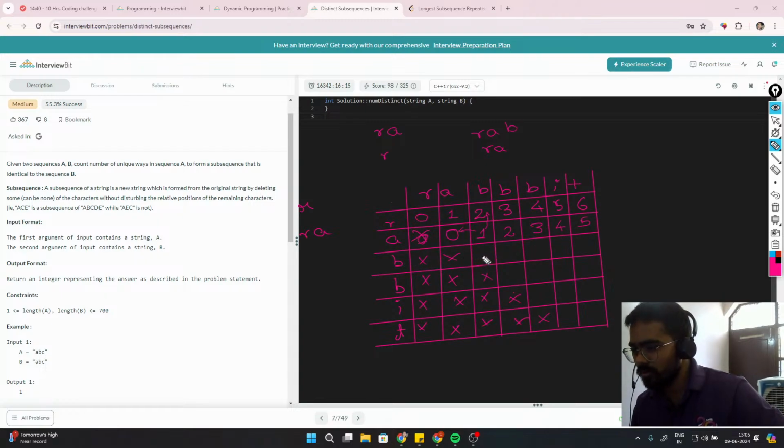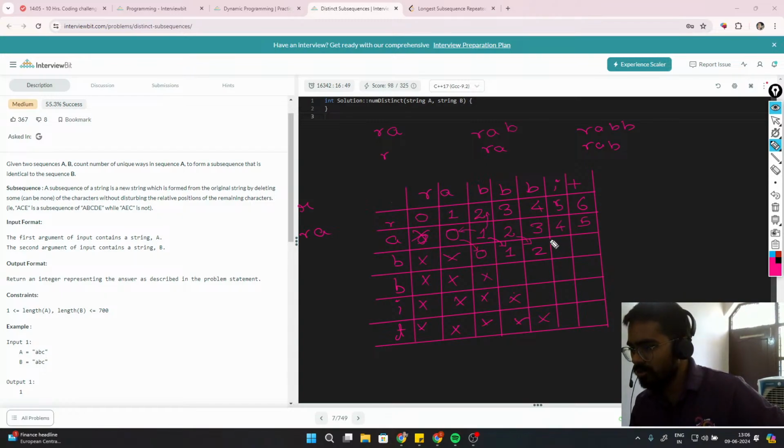Now we added B also. B and B matched, so what we'll be doing is we'll carry forward this 0 from here. B and B matched. So what is this? RABB, and this is RAB. So we will carry forward this. Still I need to remove one. B and B matched. We'll carry forward this.